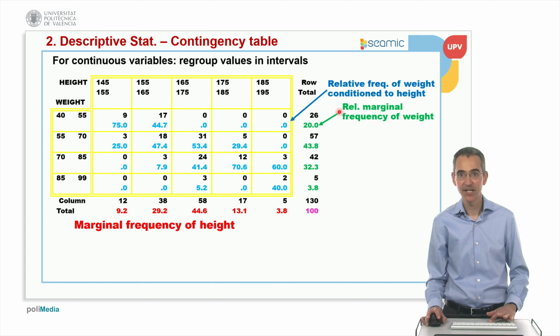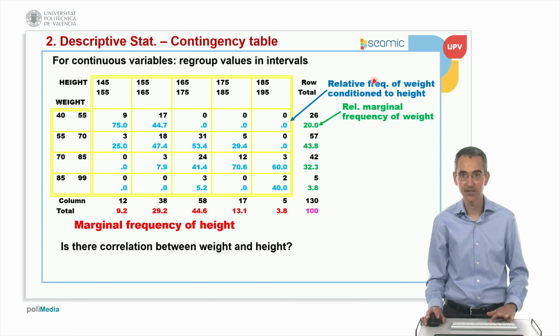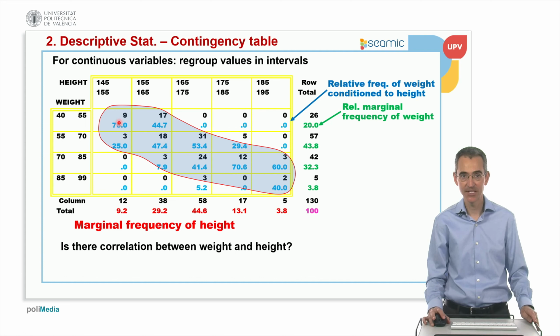Okay, so here we have the relative marginal frequency of weight. Here we have the marginal frequency of the height. Here we have in blue the relative frequency of weight conditioned to height. And relating to the question that I was asking, is there a correlation? The answer is yes, because we can find that most of the values different from 0 are grouped close to the main diagonal. We can see that outside this main data we have values of 0, and here also we have values of 0. What does it mean?